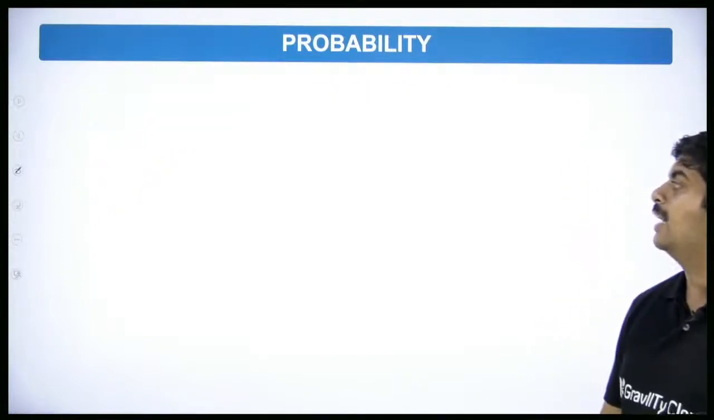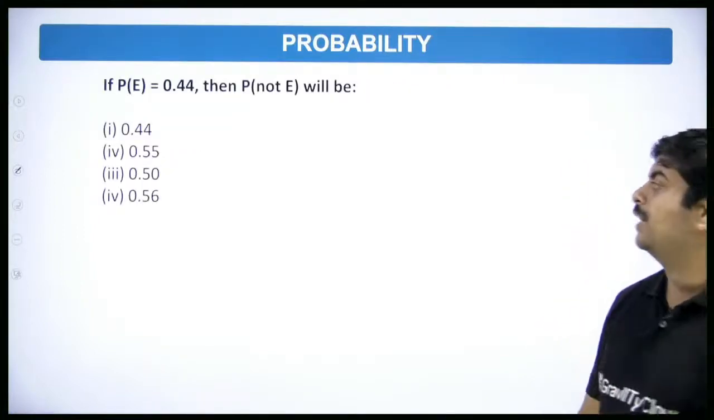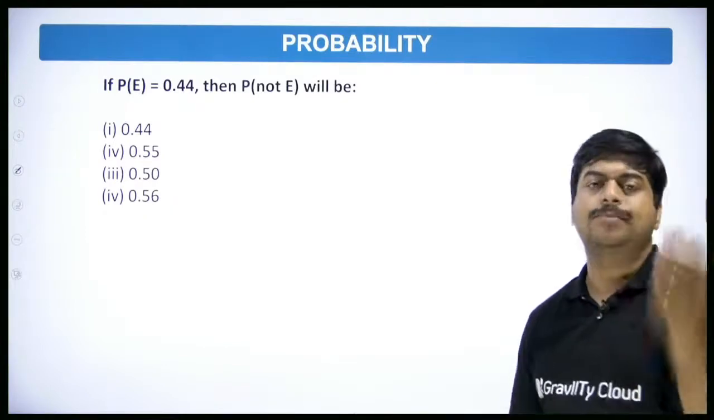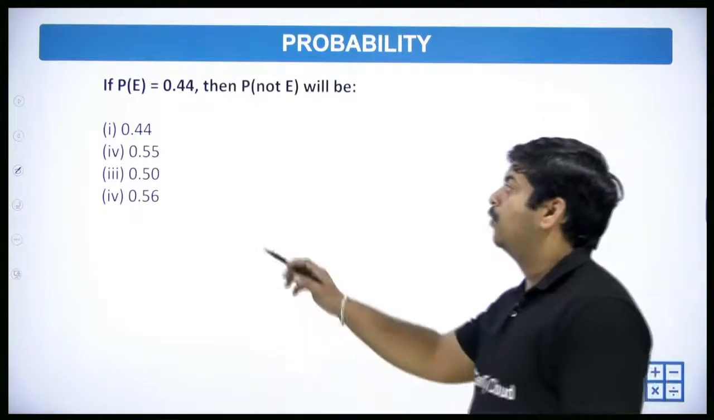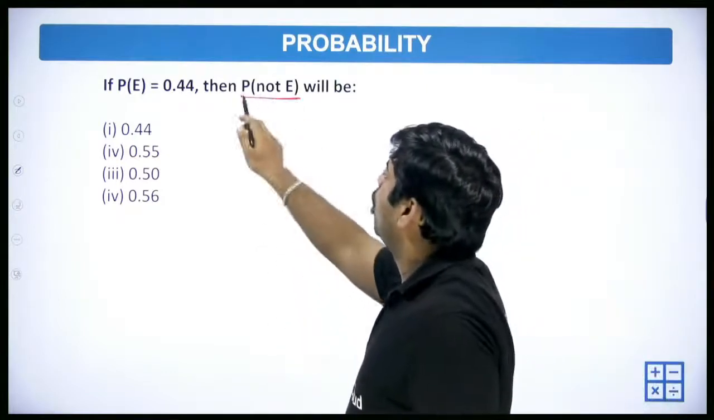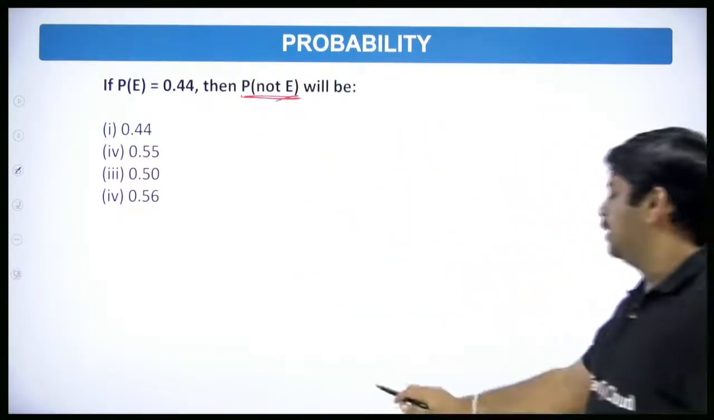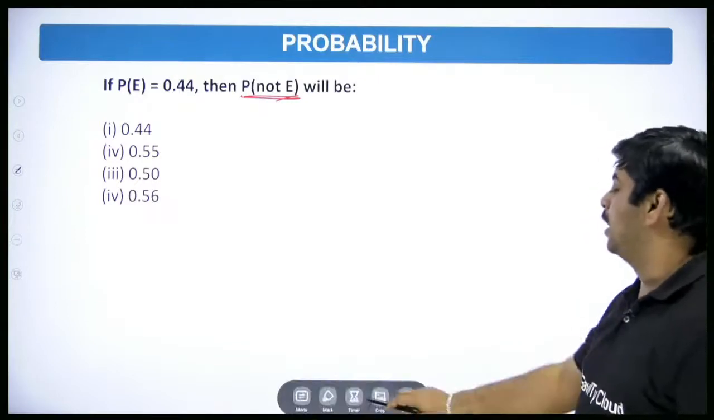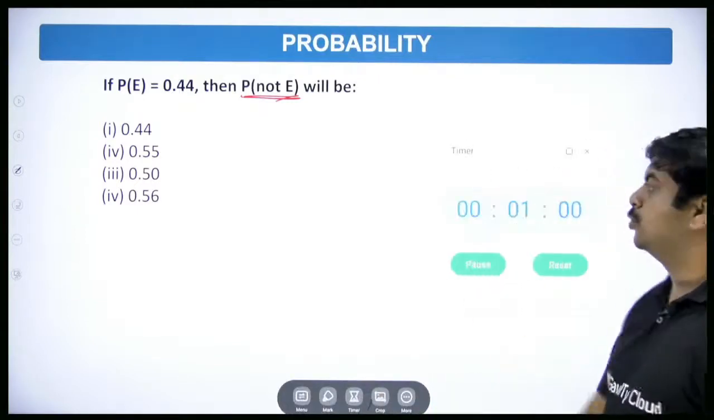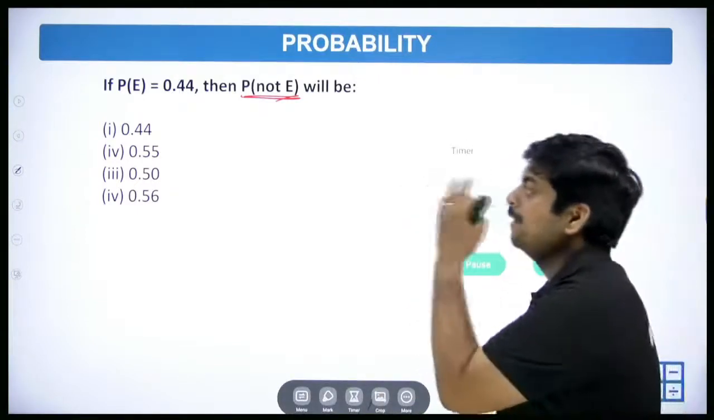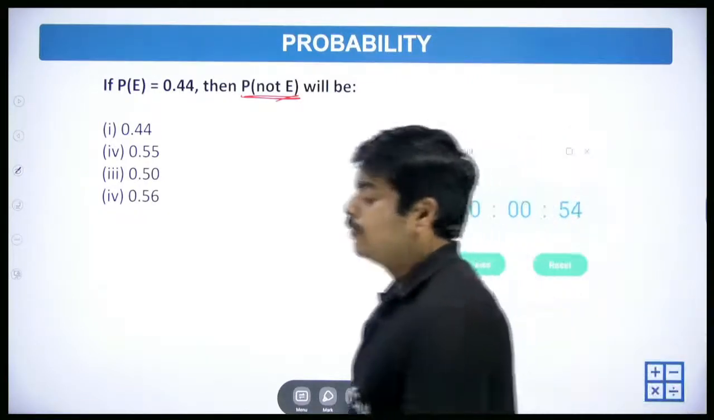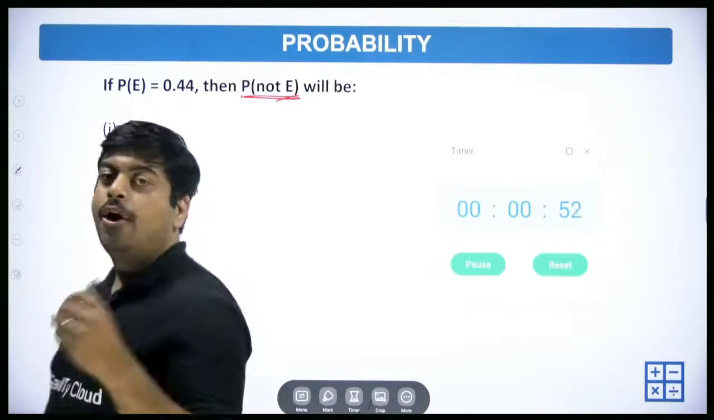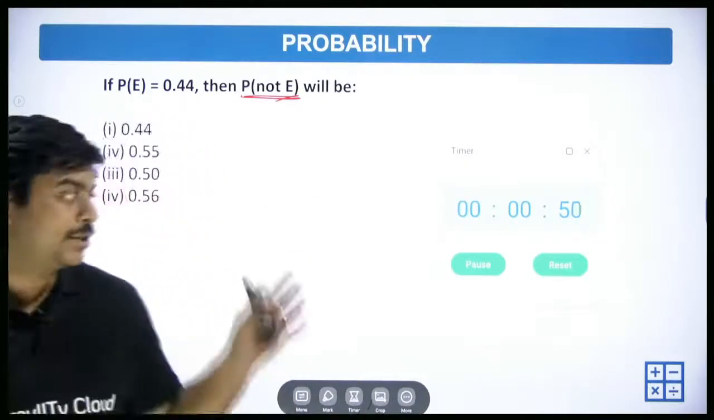Moving ahead with the next question: if the probability of some event E is 0.44, then what is the probability of not E? What do you mean by not E? That means the event E should not occur. But it was already given that the probability of the occurrence of event E is 0.44. So we need to find the probability of non-occurrence of the event E. Please try to think about that.